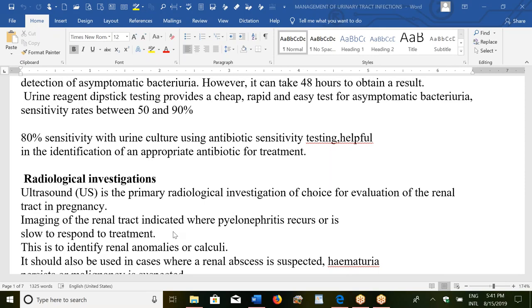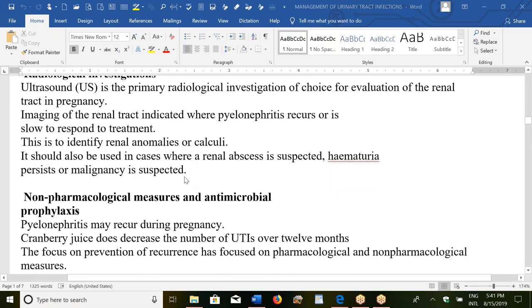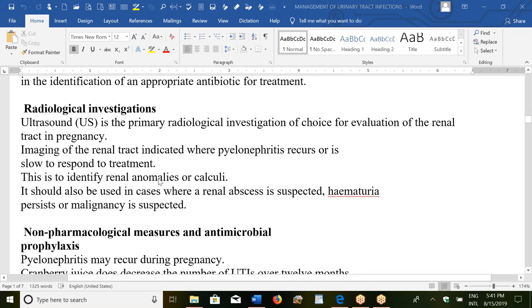Imaging of the renal tract is indicated when pyelonephritis recurs or it is slow to respond to treatment. And this is to identify renal anomalies or calculi, because both will result in stasis of urine and higher chance of infection. It should also be used in cases where a renal abscess is suspected, hematuria persists or malignancy is suspected, then you are going for radiological investigations.